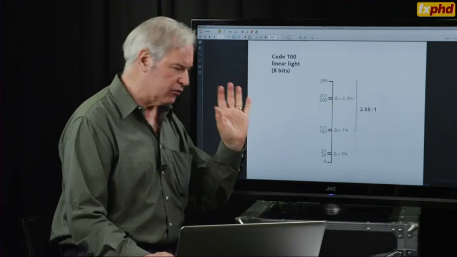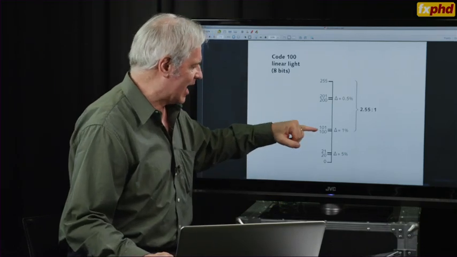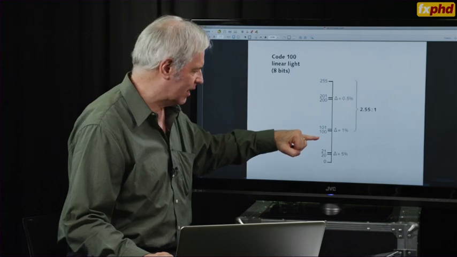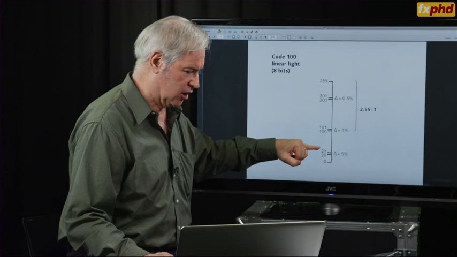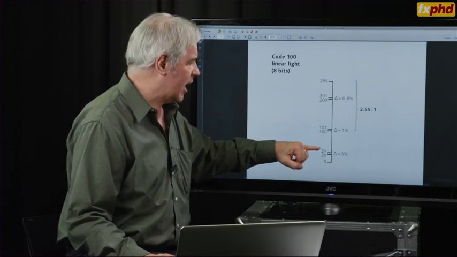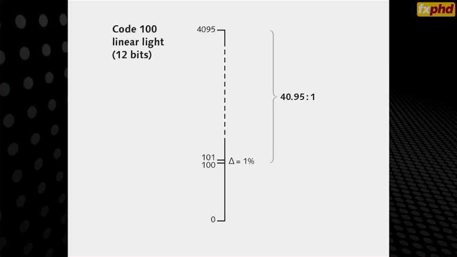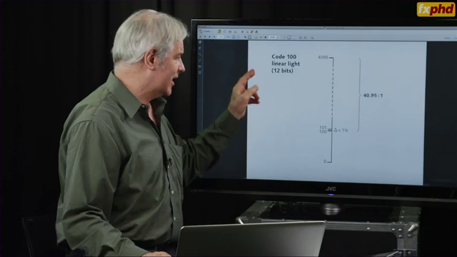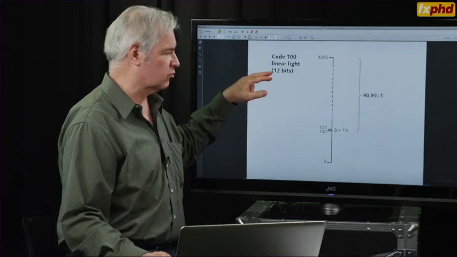Now, one way around this whole problem is push that code 100 to such a low level of dark gray that we don't see those banding artifacts anymore. And you can do that by choosing a scale way higher than 255 to be the top end of your scale. Here I use the example of 4095, again in the linear light space, but now a 12-bit number.